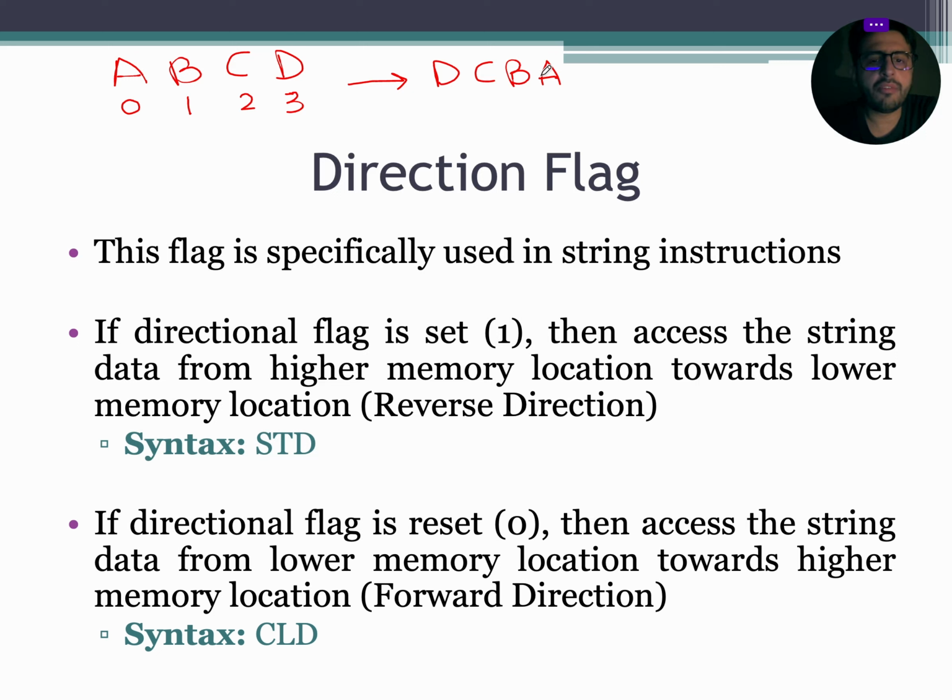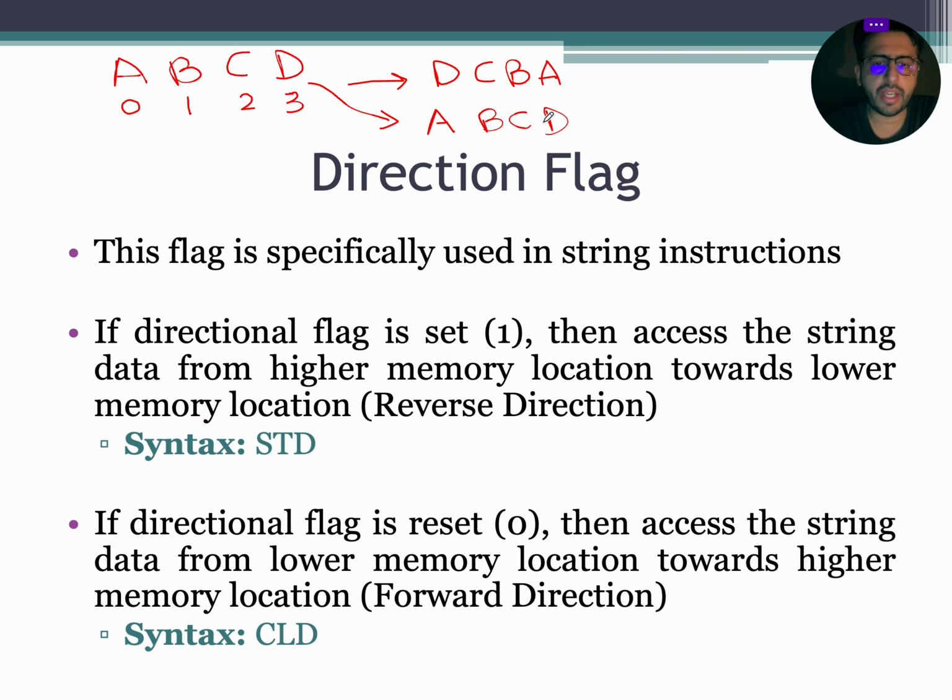Similarly, if the direction flag is reset, meaning the value of the direction flag is equal to 0, then the system will access the string data from the lower memory location towards the higher memory location, meaning in the forward direction. For example, for the given string, the system will access the string in the given order, that is A, B, C, D. In order to reset the direction flag, the CLD instruction is utilized, where CL stands for clear and D stands for direction flag.